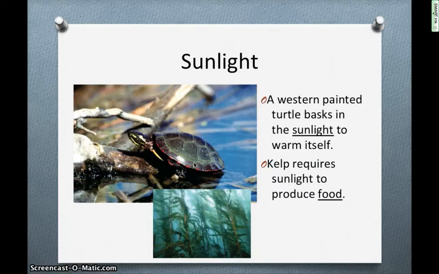Sunlight is also a limiting factor. So if you remember anything about animals like turtles, they have to actually sit in the sun, also lizards are like this, in order to warm themselves up. So that's a limiting factor because if there's not enough sunlight and they're not warm enough, they could potentially die. Also, kelp requires sunlight to produce food. Kelp is just this aquatic plant. You see it in the picture at the bottom. And remember, plants need sunlight in order to do photosynthesis.